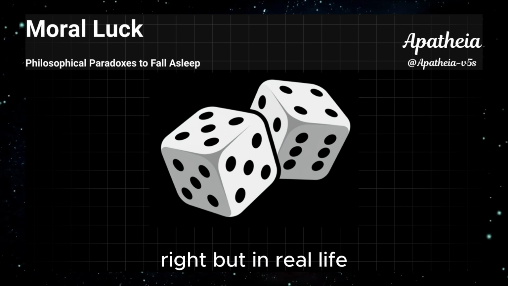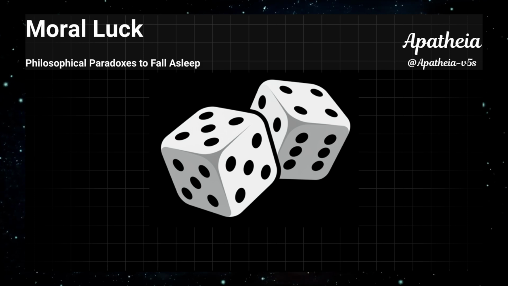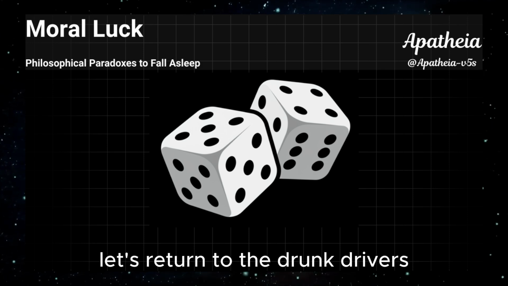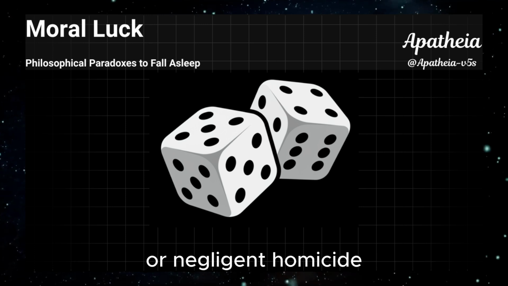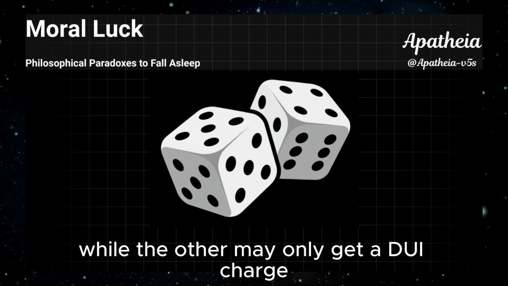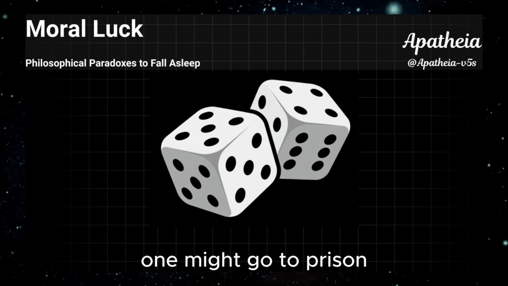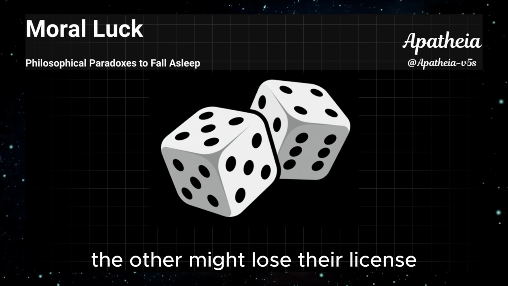But in real life, that's not how we always behave. Let's return to the drunk drivers. The one who killed someone is often charged with vehicular manslaughter or negligent homicide, while the other may only get a DUI charge. One might go to prison, the other might lose their license.